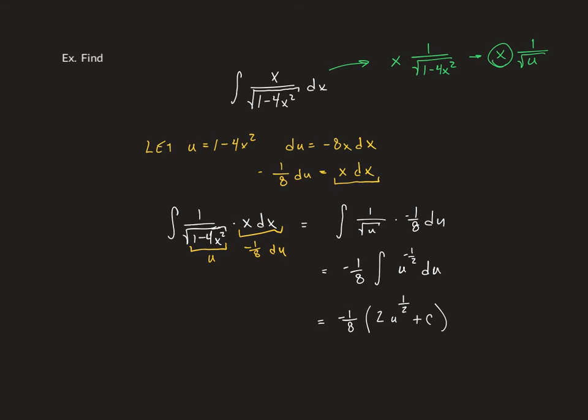Alright, so the last thing that I'm going to do here is distribute that negative 1/8. So I'm going to have a negative 1/4, and I'm going to replace that u with what it actually represents, which is 1 minus 4x squared. And the 1/2 has now been turned into a square root there, plus c.